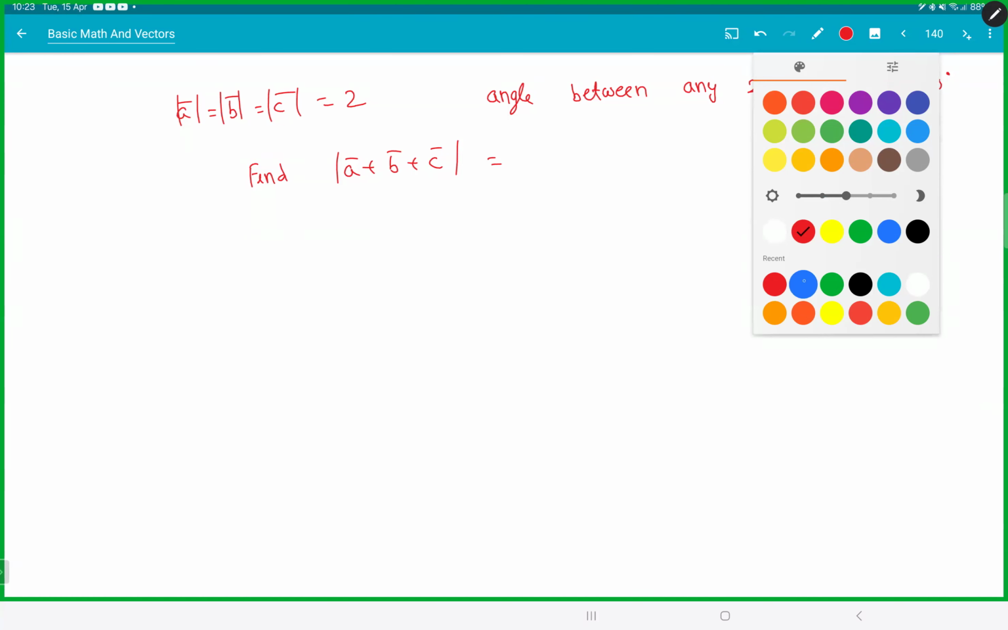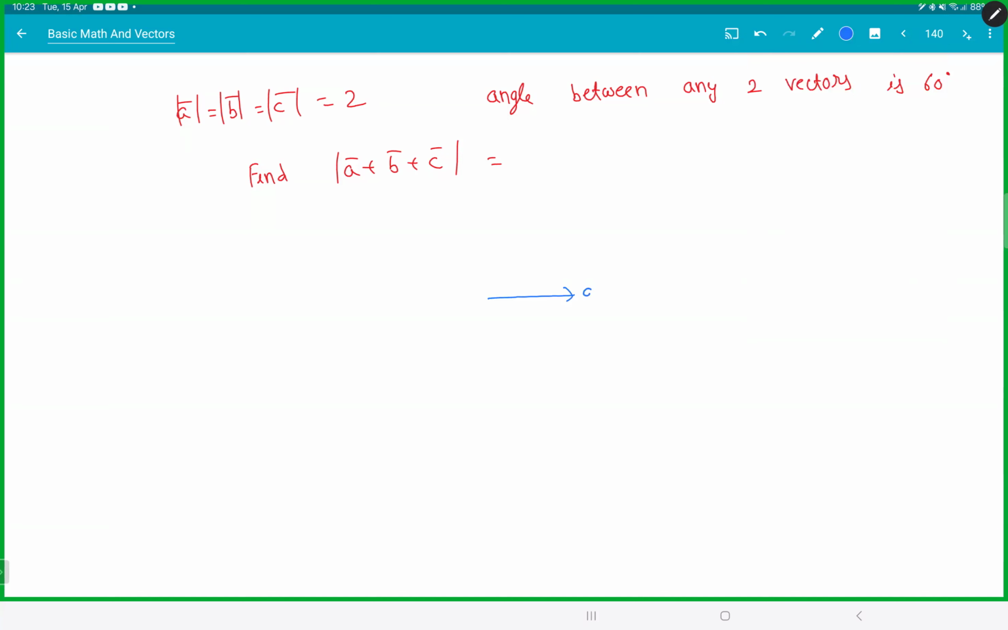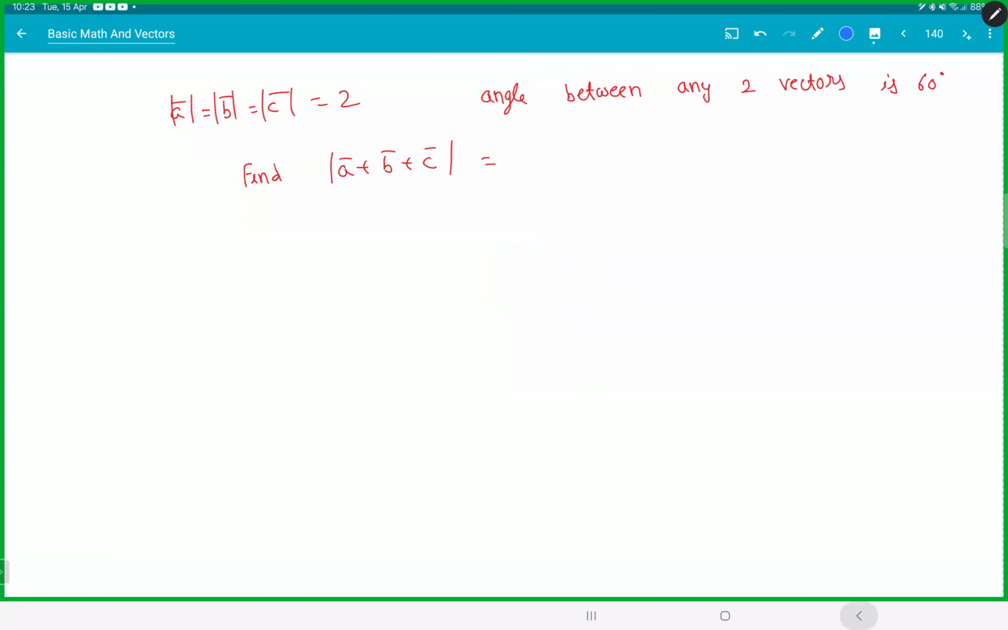When I asked this last time, someone told me like this, sir, I'll put A bar like this, B bar like this. So this is 60, this is 60. Great, but then A and B also became 120, right? You're getting it. If you put AB 60, AC 60, then B and C will be 120. So these three vectors can't be in the same plane. You know how they will look?